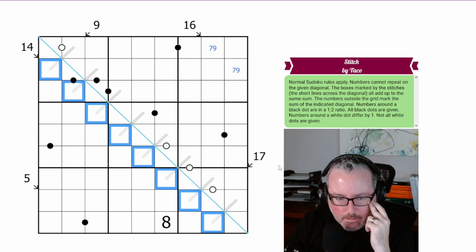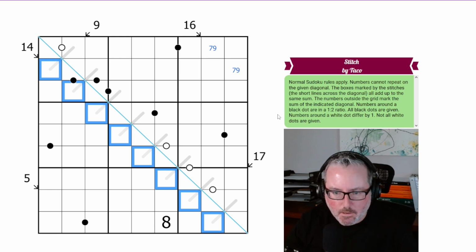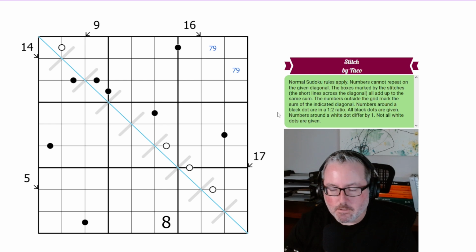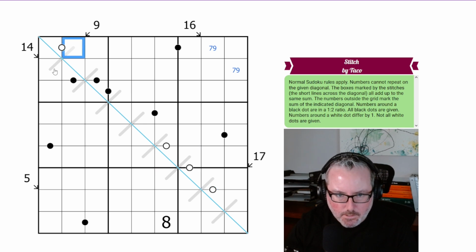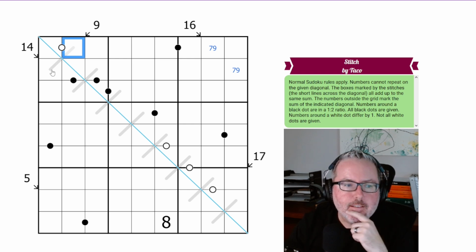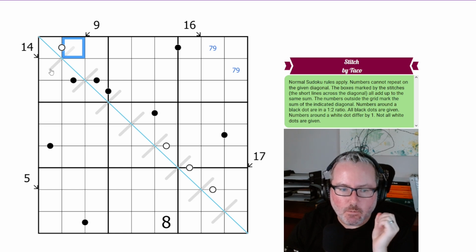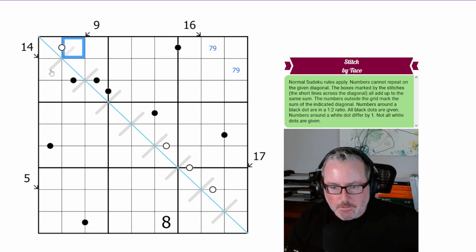But is there something else we can use with that? And the other thing I said that I saw, but I was going to come back to, is that we know that all of these stitches have the same sum. Well, we have a little killer clue that's looking at one of the stitches. So we already know what the value of every single stitch is. It has to be 9. Is that super useful? I don't know that it is right away. Excuse me.